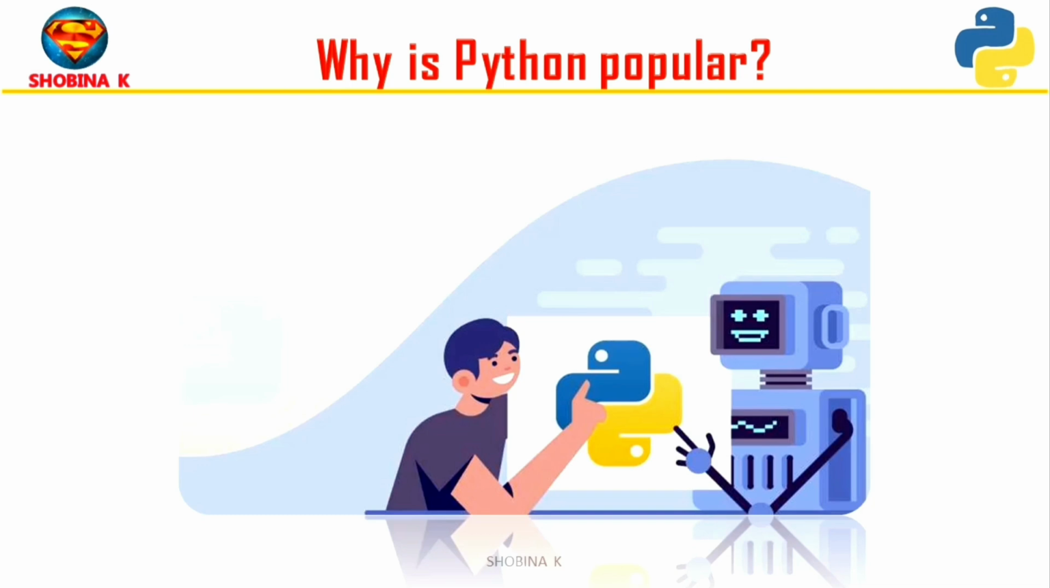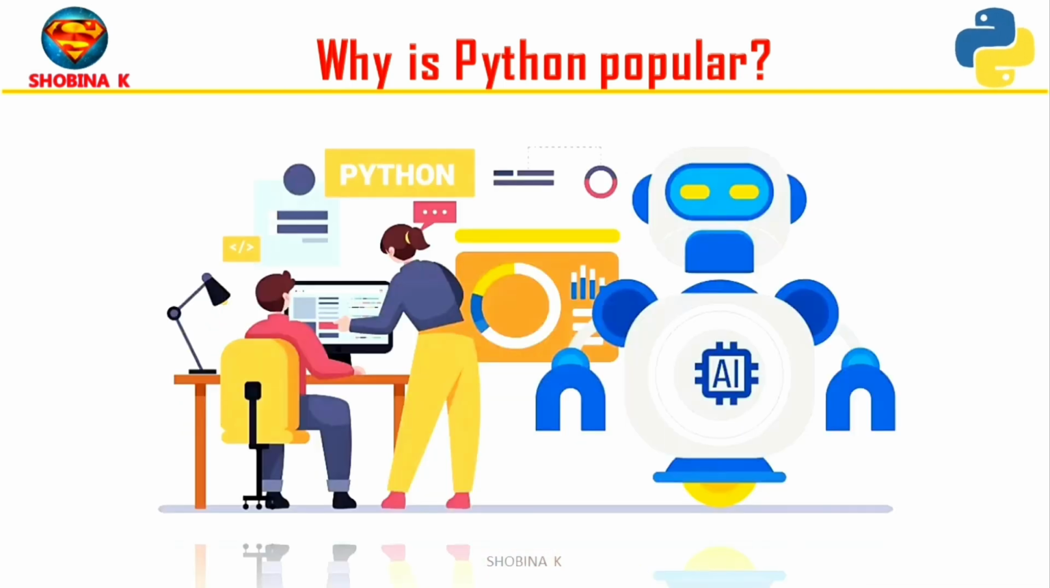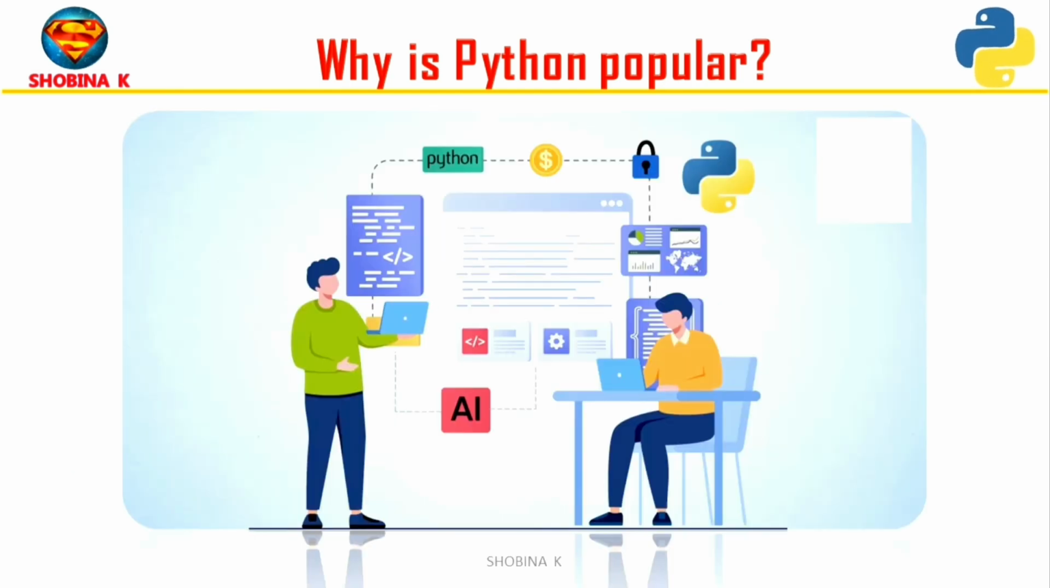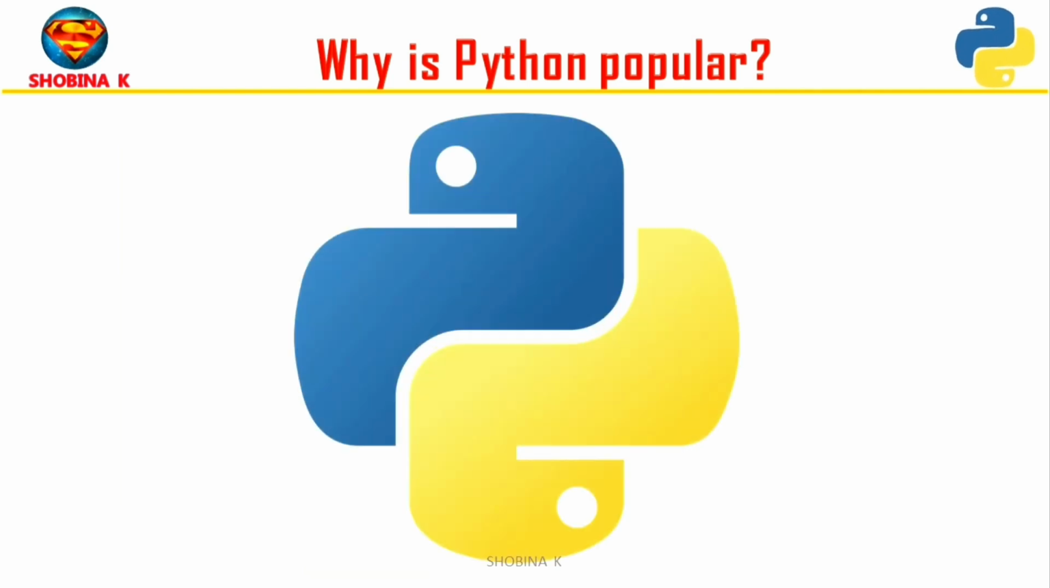Now with the rise of machine learning and artificial intelligence, Python has come into the spotlight because it makes the work much more productive and much easier. Well, it is because of its amazing computing power. Now let's see why Python is popular compared to other programming languages.